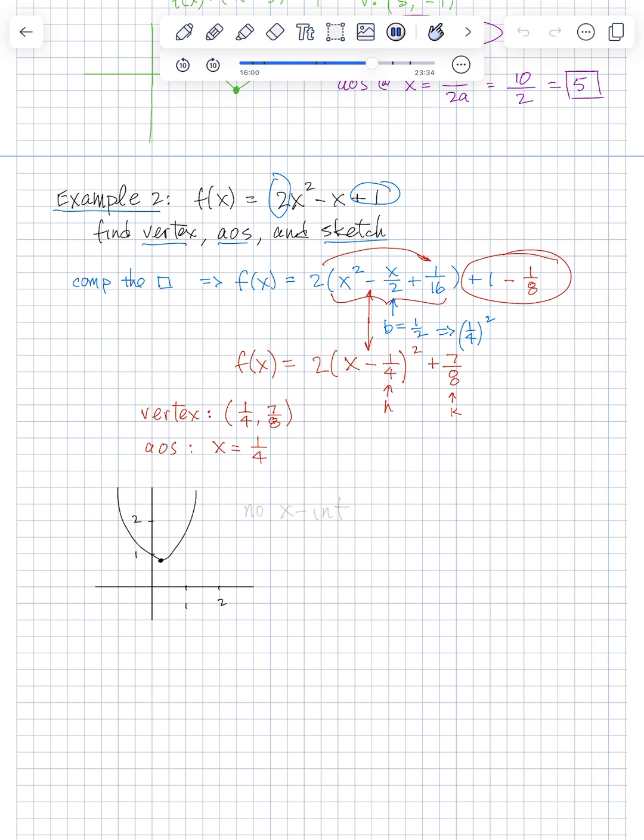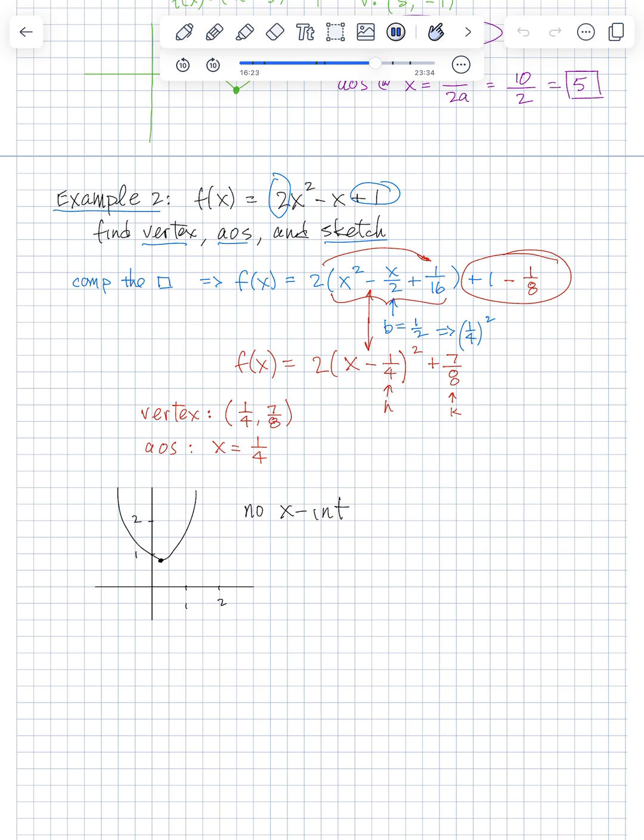Now notice it doesn't have any x-intercepts. No x-intercept, because the vertex is above the x-axis and it's opening up.